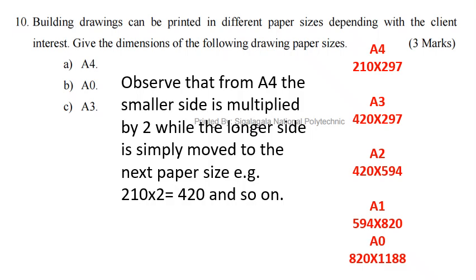In question number 10, building drawings can be printed in different paper sizes depending on the client's interest. Give the dimensions of the following drawing paper sizes. So the question here is asking you for A4, A0, and A3. But for us to be able to memorize these, let us have all the papers available, the range of papers that are available, that is from A4 to A0.